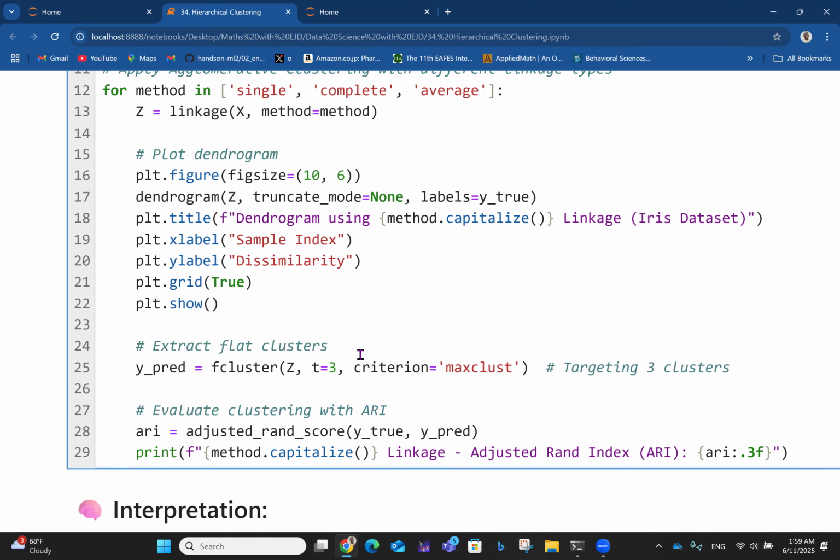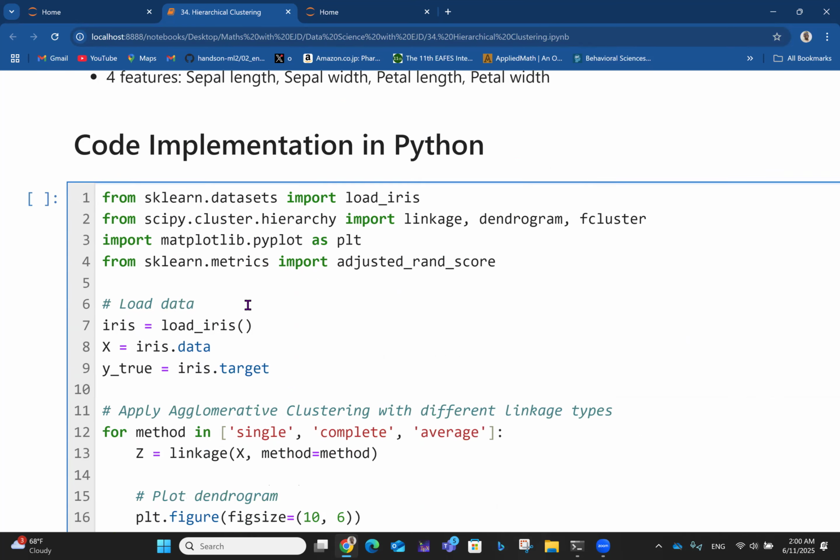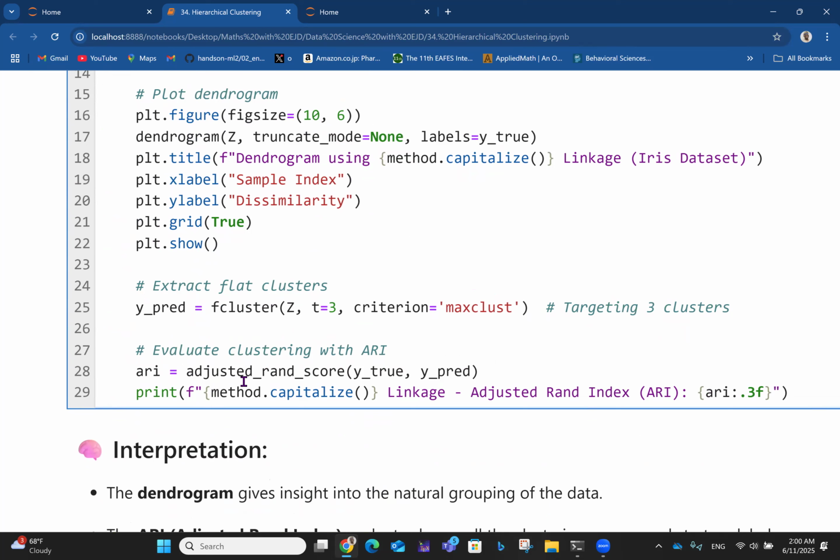And for each one of them, we are going to extract flat clusters. So the predicted y, you have fcluster(Z, t=3, criterion='maxclust'), targeting 3 clusters. So you evaluate clustering. Of course, like I told you, when you see any number like this, change the number and see the effect it has on the code. Then you're also going to evaluate with ARI. You remember ARI is the adjusted rand score. So ARI is adjusted_rand_score(y_true, y_pred). That tells us how powerful each method is.